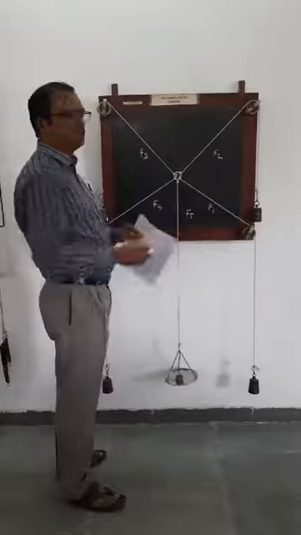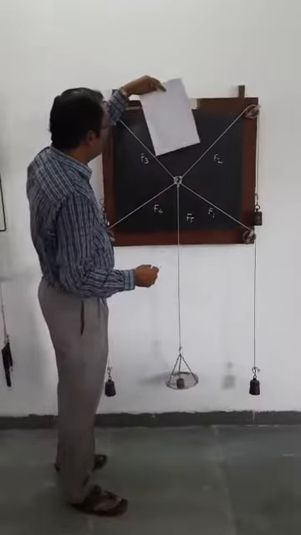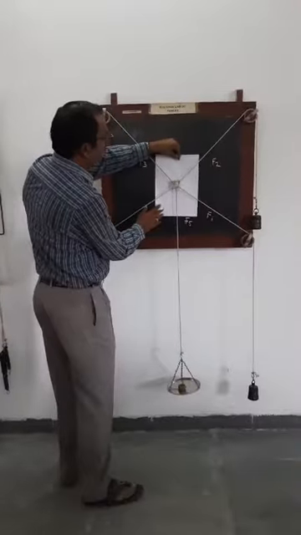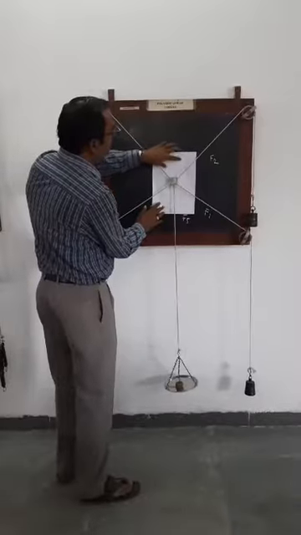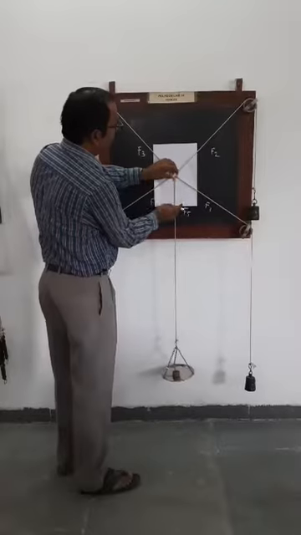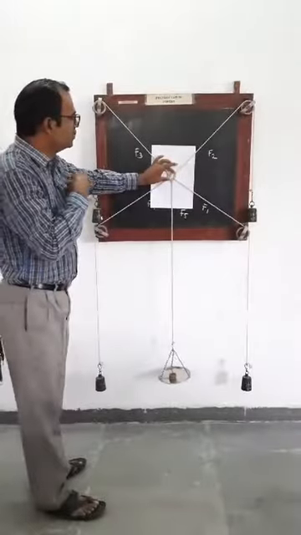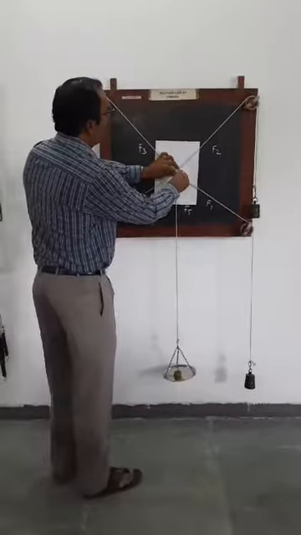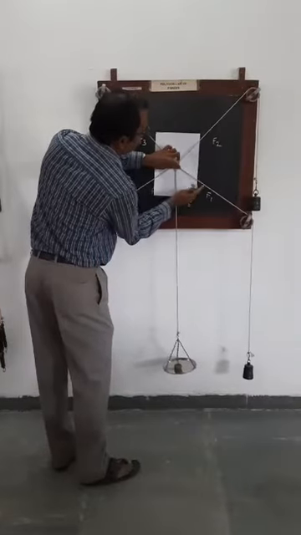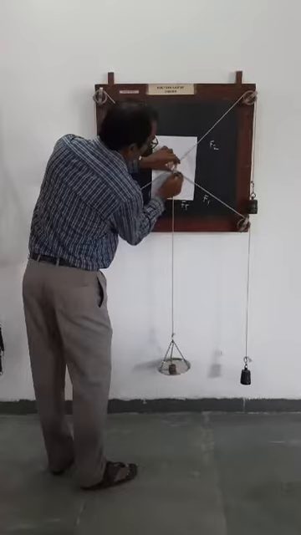Now how to verify this law of polygon? Initially, what you have to do? We want to see the angle made by each string with the horizontal, and we don't know that angle. That's why you have to keep one blank paper on this blackboard like this, and mark the line of action of each force. So this is the string, you have to keep this string like this, and then mark this. This will be F1.